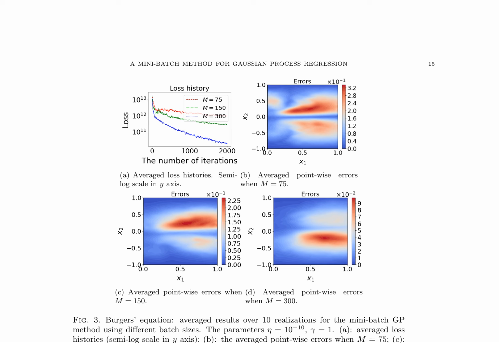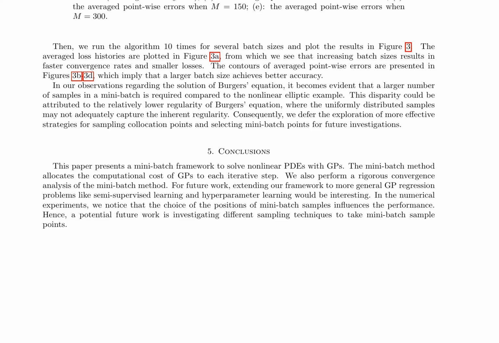The paper introduces a mini-batch method for Gaussian process regression, which allocates the computational cost of GPs to each iterative step. This approach is particularly useful in solving nonlinear partial differential equations, PDEs, with Gaussian processes. The authors present a rigorous convergence analysis of the mini-batch method, providing insights into the choice of batch sizes and their impact on convergence rates and solution accuracy.